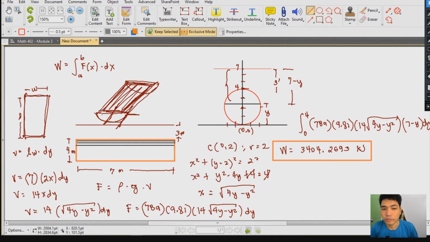That's how it's solved. The difference between this one and the previous one is the distance. Before, it was just x or y. Here, it's 7 minus y, because it is draining with reference to a certain point above the vessel. So it's also different when we're at a lower level.